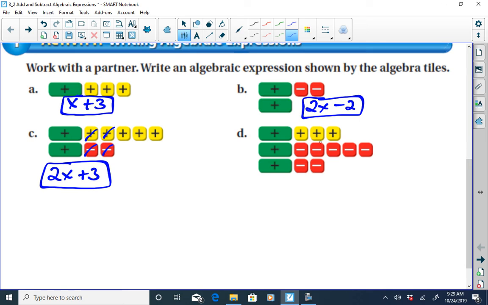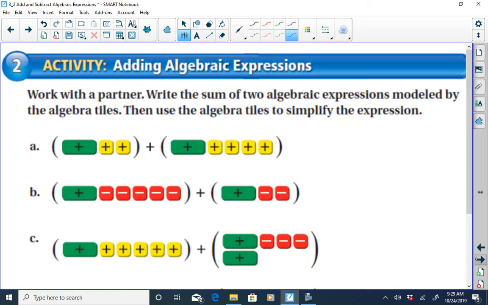Here I have how many zero pairs? 1 zero pair, 2 zero pairs, 3 zero pairs. So I want to get rid of my zero pairs, but I still have 3 x's. And I still have 1, 2, 3, 4 negatives. So 3x minus 4 would be the expression represented by that model.